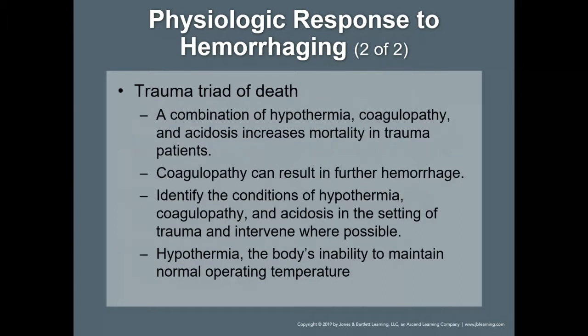Trauma triad of death. This is something you do need to know. You need to make sure you're aware that the trauma triad of death is a combination of hypothermia, coagulopathy, and acidosis. Okay, that is your trauma triad of death. You will see that again. Coagulopathy is the disruption of the body's ability to clot. Obviously, hypothermia is our body's core temperature going down, and acidosis is us retaining hydrogen in the form of carbonic acid or lactic acid or something along those lines.